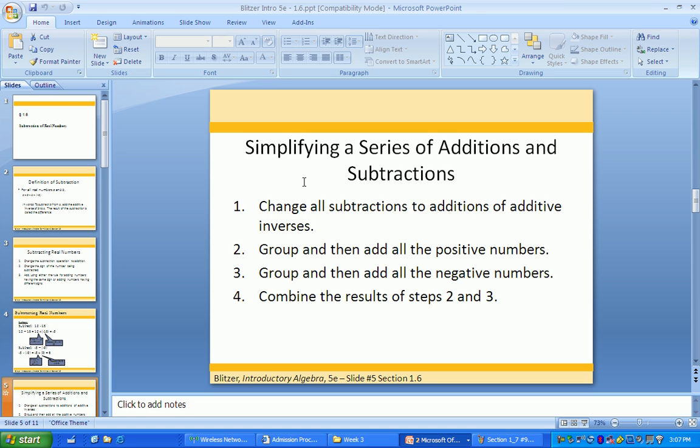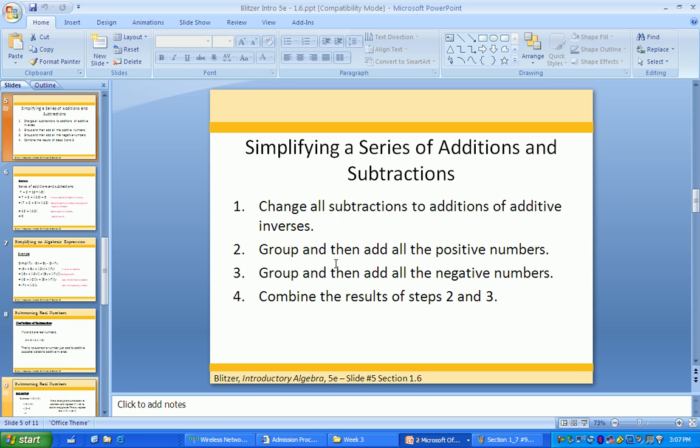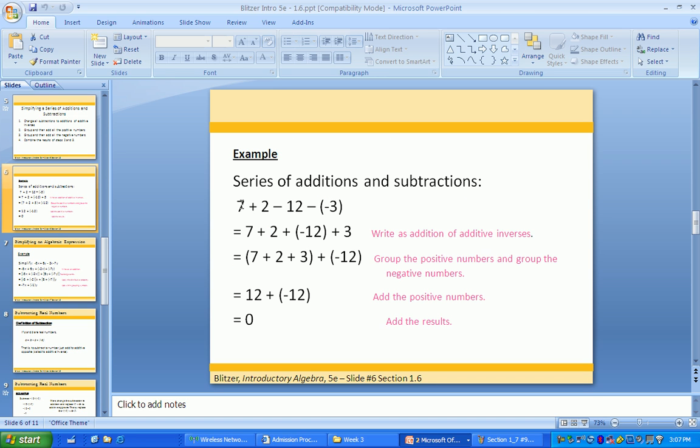So now we're going to simplify a series of additions and subtractions. We're just going to be performing those same steps over and over on a series of additions and subtractions to help make everything a whole lot easier for us to manage. Our first example is 7 plus 2 minus 12 minus a negative 3. So this pretty much has everything we talked about in there.